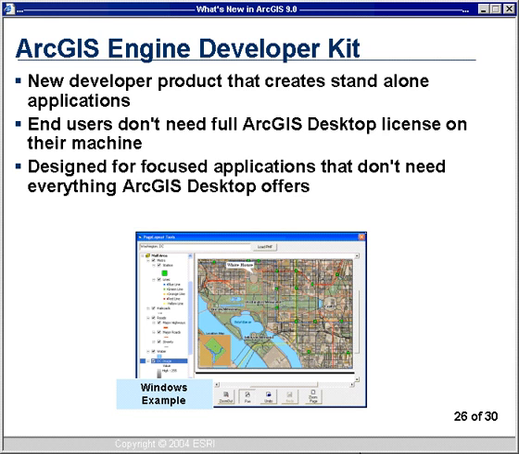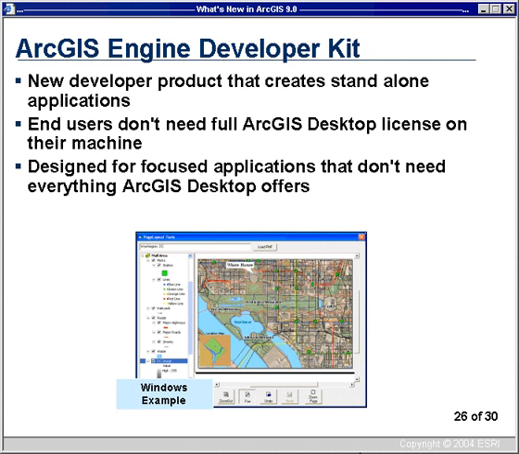So a developer can make a very focused application that doesn't have everything a GIS has to offer, but it just has a couple of tools, such as a zoom in, zoom out, maybe an editing tool, maybe include some geocoding as well. So that's what the Engine Developer Kit is for. It's allowing developers to create standalone applications or other functions that are taking advantage of ArcObjects, the same technology that builds our software. But you're just taking a piece of them and putting it on a standalone application.